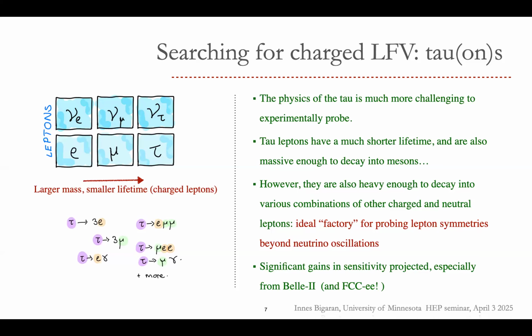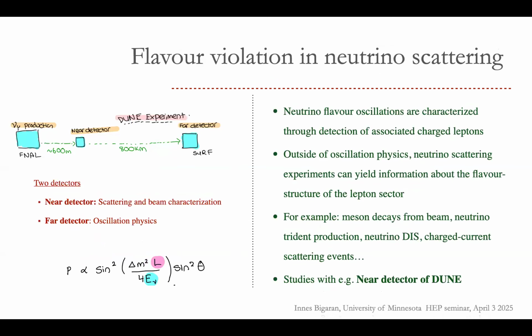So there are also significant gains in sensitivity projected for looking for lepton flavor violation in the tau sector as well. In fact, Belle II is expected to probe the branching ratios for the tau at sensitivities orders of magnitude greater than what had previously been done. So that is active work being done to improve probes of lepton flavor violation in the tau as well as in the muon.